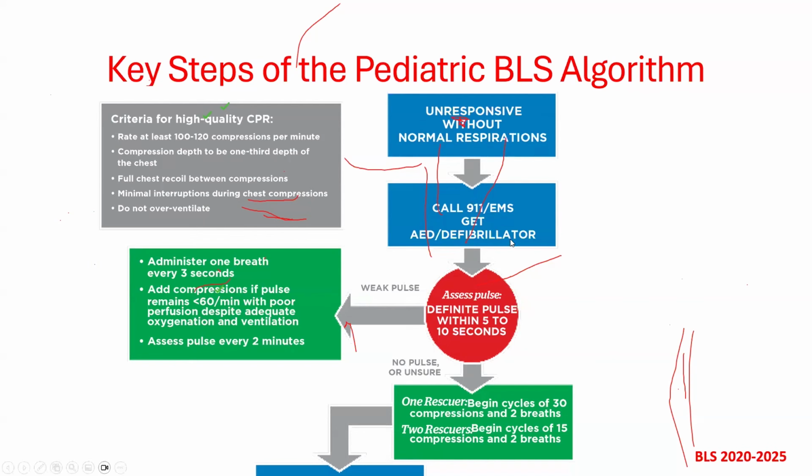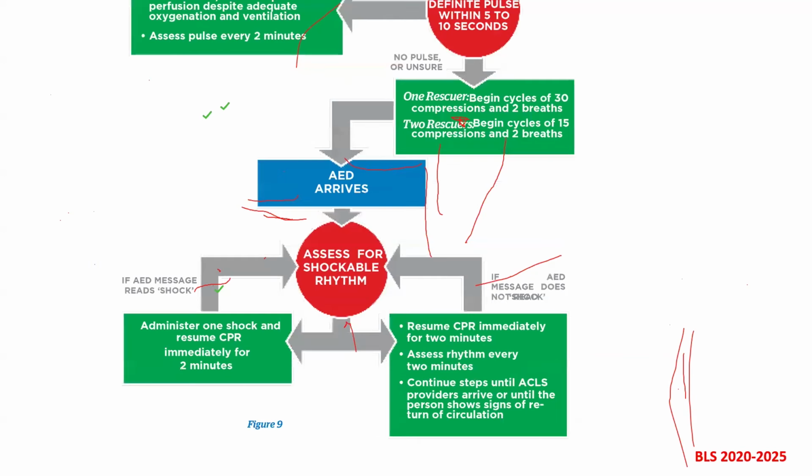When the patient is unresponsive without normal respirations, call 911 and get an AED or defibrillator. Assess the pulse for 5 to 10 seconds. With a weak pulse, administer 1 breath every 3 seconds. Add compressions if the pulse remains less than 60 with poor perfusion despite adequate oxygenation and ventilation. Assess the pulse every 2 minutes. If there is no pulse, 1 rescuer begins cycles of 30 compressions and 2 breaths. If there are 2 rescuers, begin 15 compressions and 2 breaths.